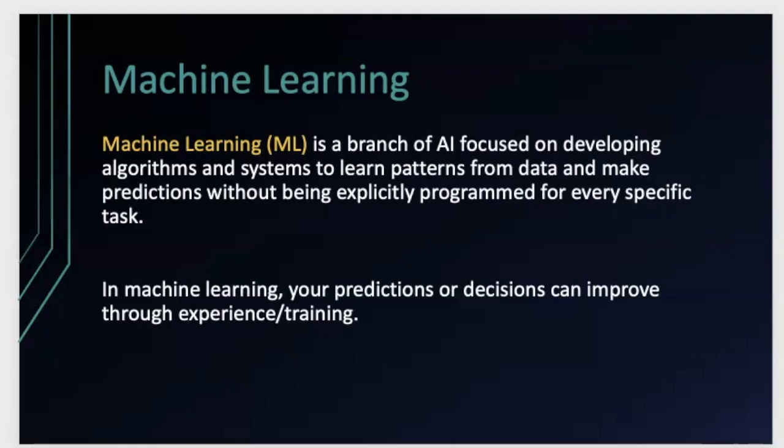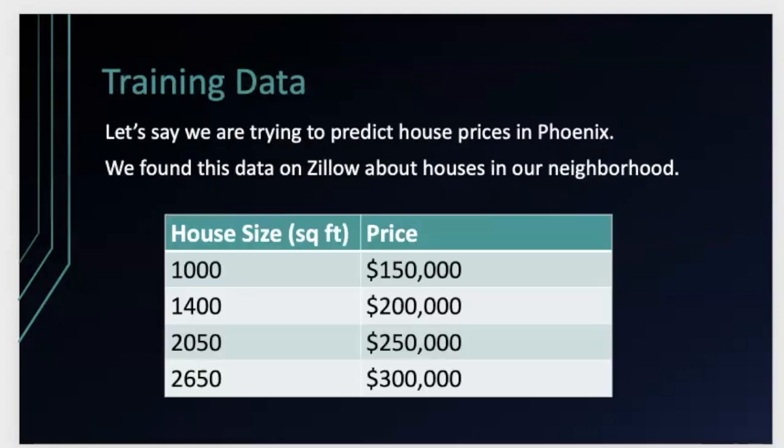It's a topic in machine learning, and machine learning is a branch of AI focused on developing algorithms and systems to learn patterns from data and make predictions. In machine learning, your prediction or your decision is going to improve through experience and training. So let's come up with some training data.